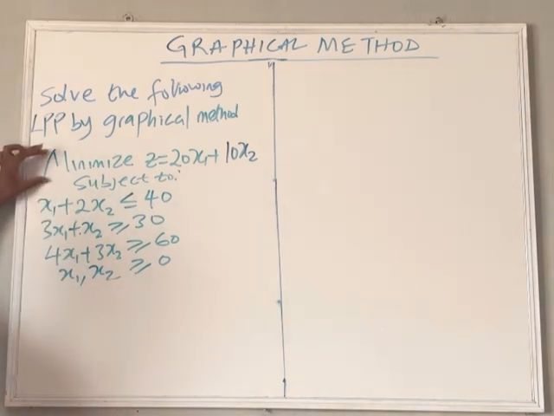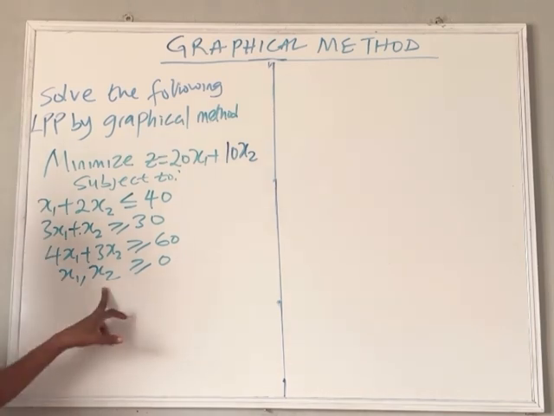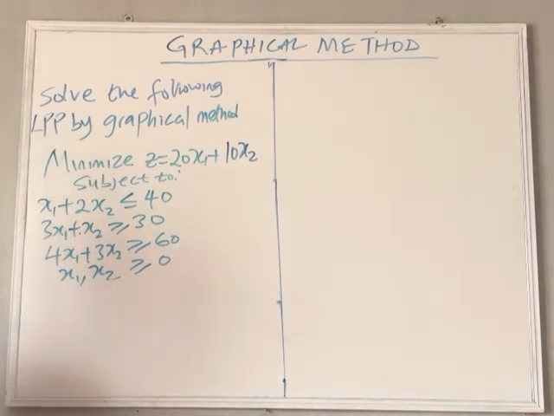These are our objective function. These are our constraints, and these are our non-negativity constraints. Our first step in solving LPP in graphical method is to formulate the linear programming problem. As you can see on the board, the question has been formulated.